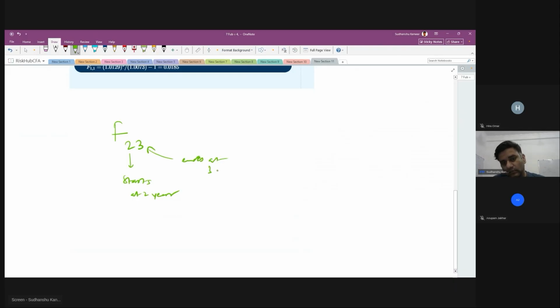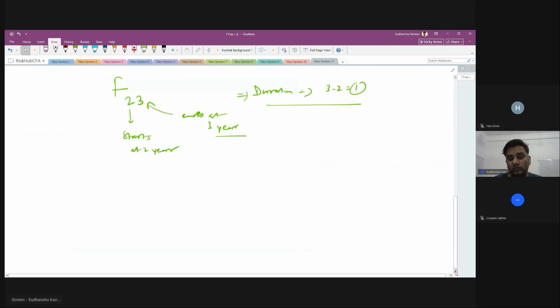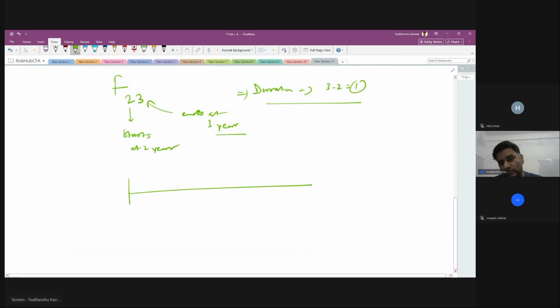That's it. Now, if somebody asks what is the duration of the loan, duration is 3 - 2 = 1, right? So I'm not counting duration; you have to calculate it. I like this notation because personally it becomes easy for me: it is starting at 2, ending at 3, F23. I don't have to think.